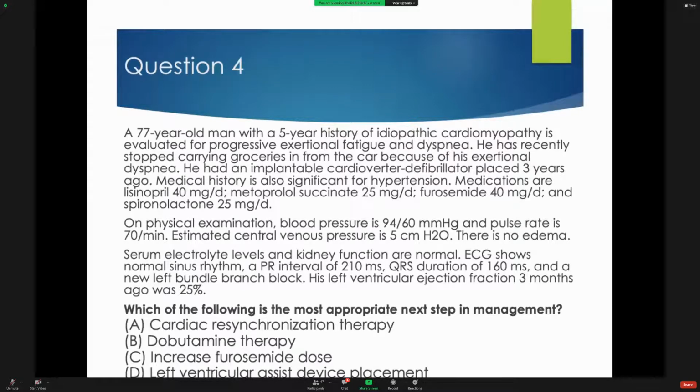He is on maximum tolerated medical therapy, because you can't add any medication as the blood pressure is borderline at 94/60. It's not hypotensive, so a vasodilator is not indicated here. If you increase furosemide, which he takes at 40 mg, his blood pressure will drop. So CRT will improve his symptoms. There is an indication to put CRT, so the answer here is A.